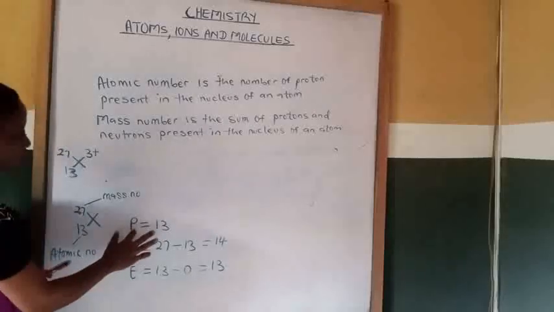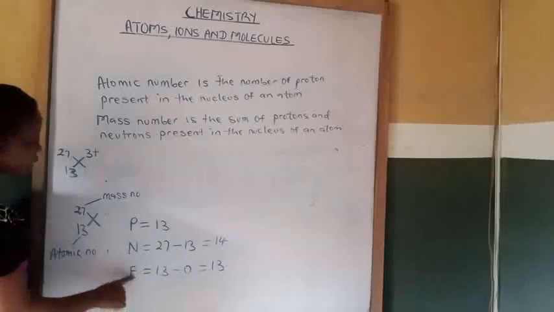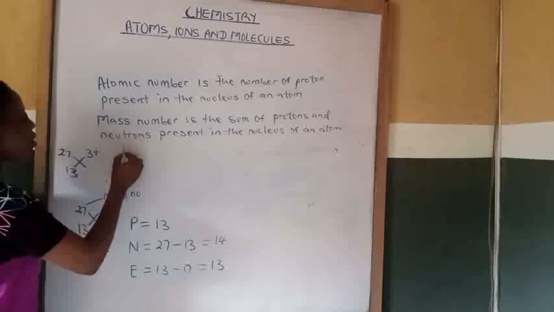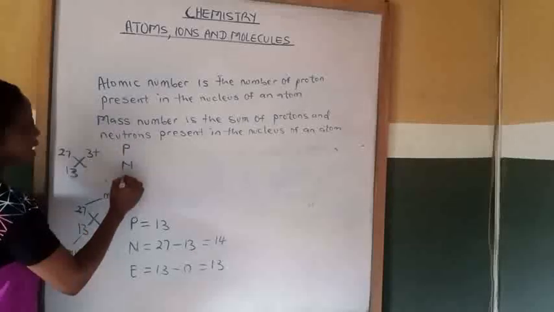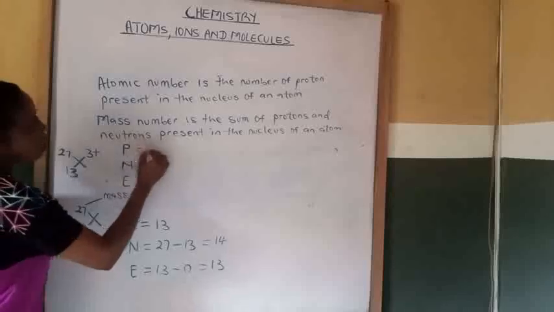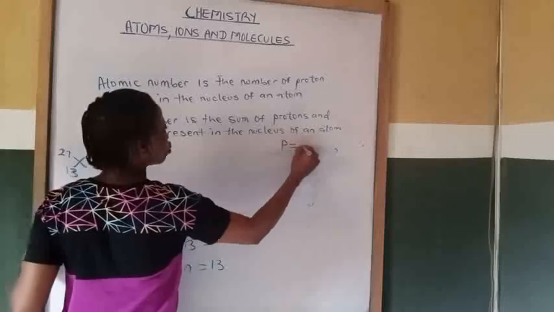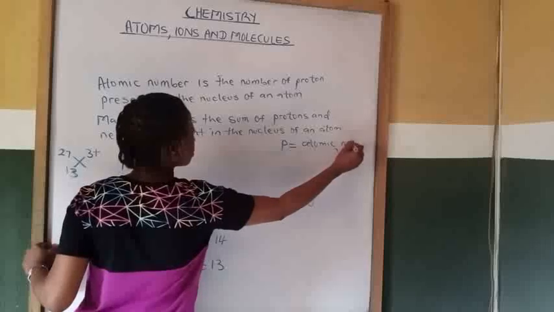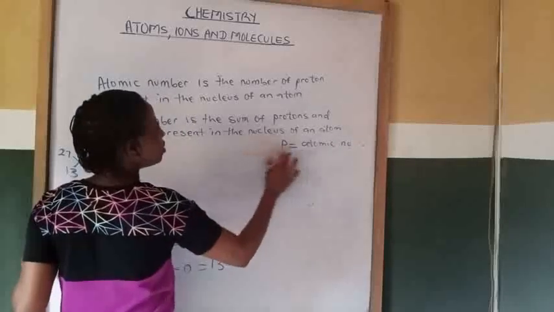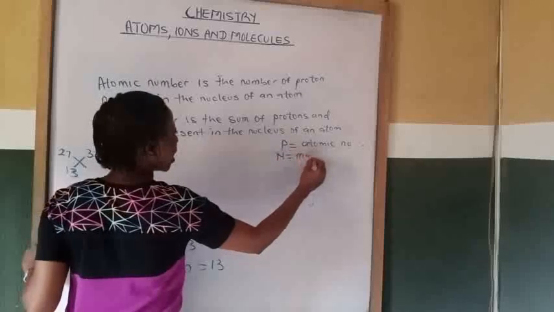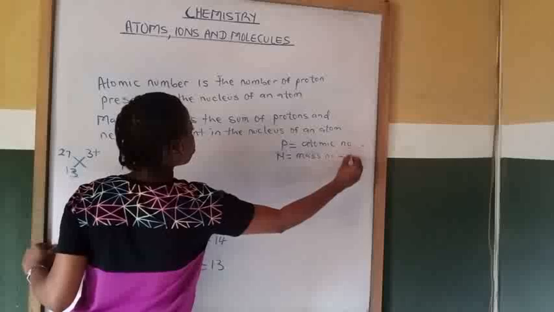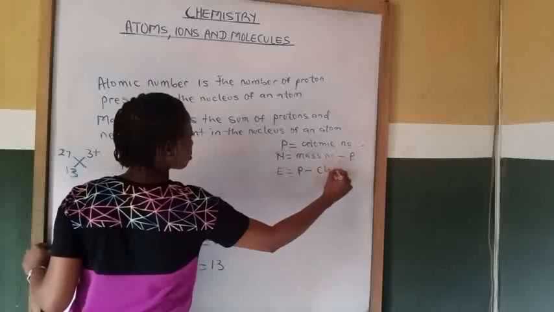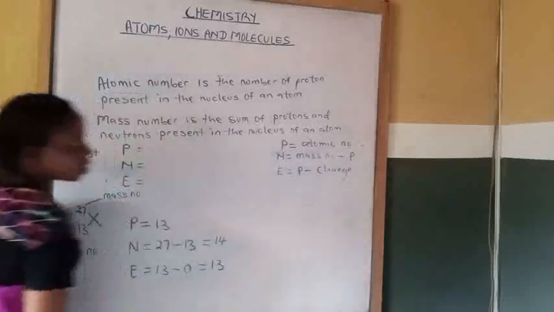Now let's calculate the number of proton, neutron, and electron for ion X. So what will be the number of proton, the number of neutron, and the number of electron? Don't forget that the number of proton equal to atomic number. Then the number of neutron equal to mass number minus proton. Then the number of electron is equal to proton minus the number of charge.